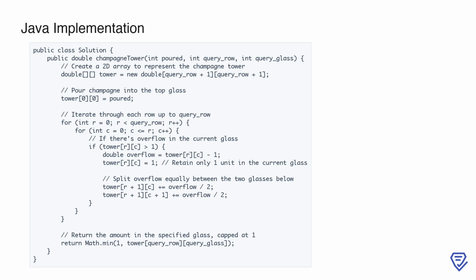This is the Java implementation of the LeetCode problem number 799, Champagne Tower. The logic mirrors the Python implementation, where we simulate the pouring of champagne into a 2D array representing the tower. Key differences include type declarations for variables, the use of Java-specific syntax for arrays, and the math library for operations like Math.min. The solution efficiently computes the champagne levels in each glass row by row, ensuring proper handling of overflow.